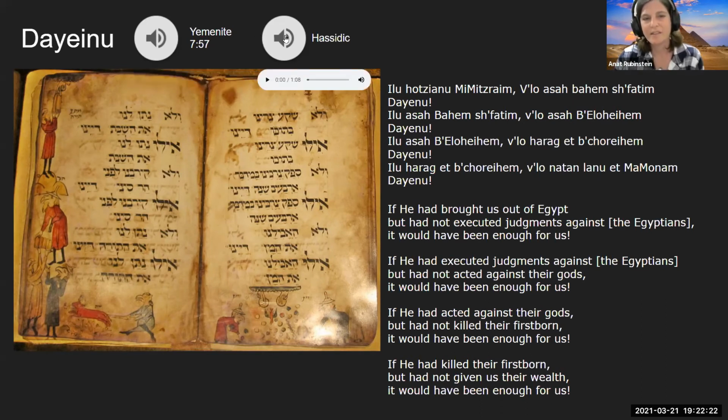And now let's listen to a Hasidic tradition. We're going to hear these two versions. One is traditional Hasidic, and then the famous tune that we all know. The second one that I just sang is also traditional or Hasidic. We don't know who the composer is.